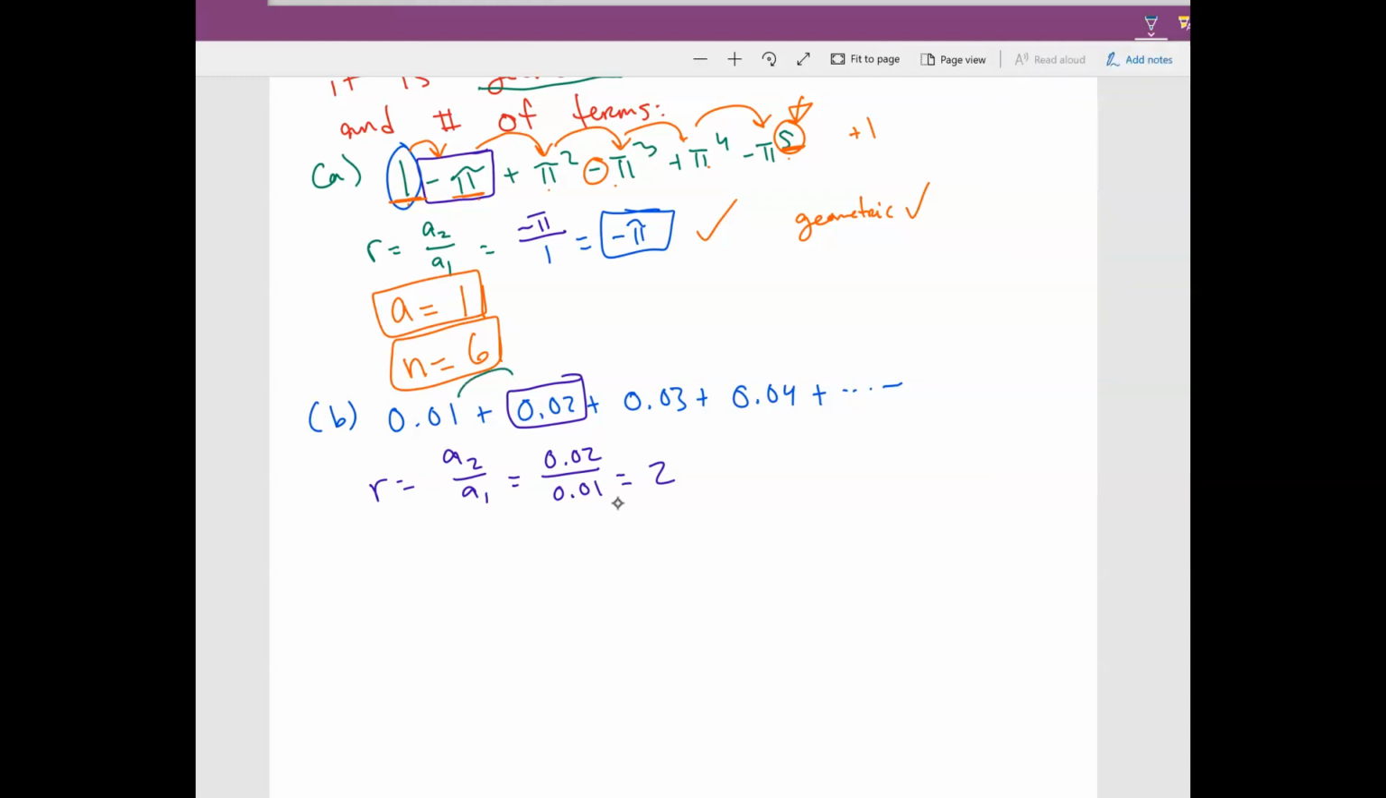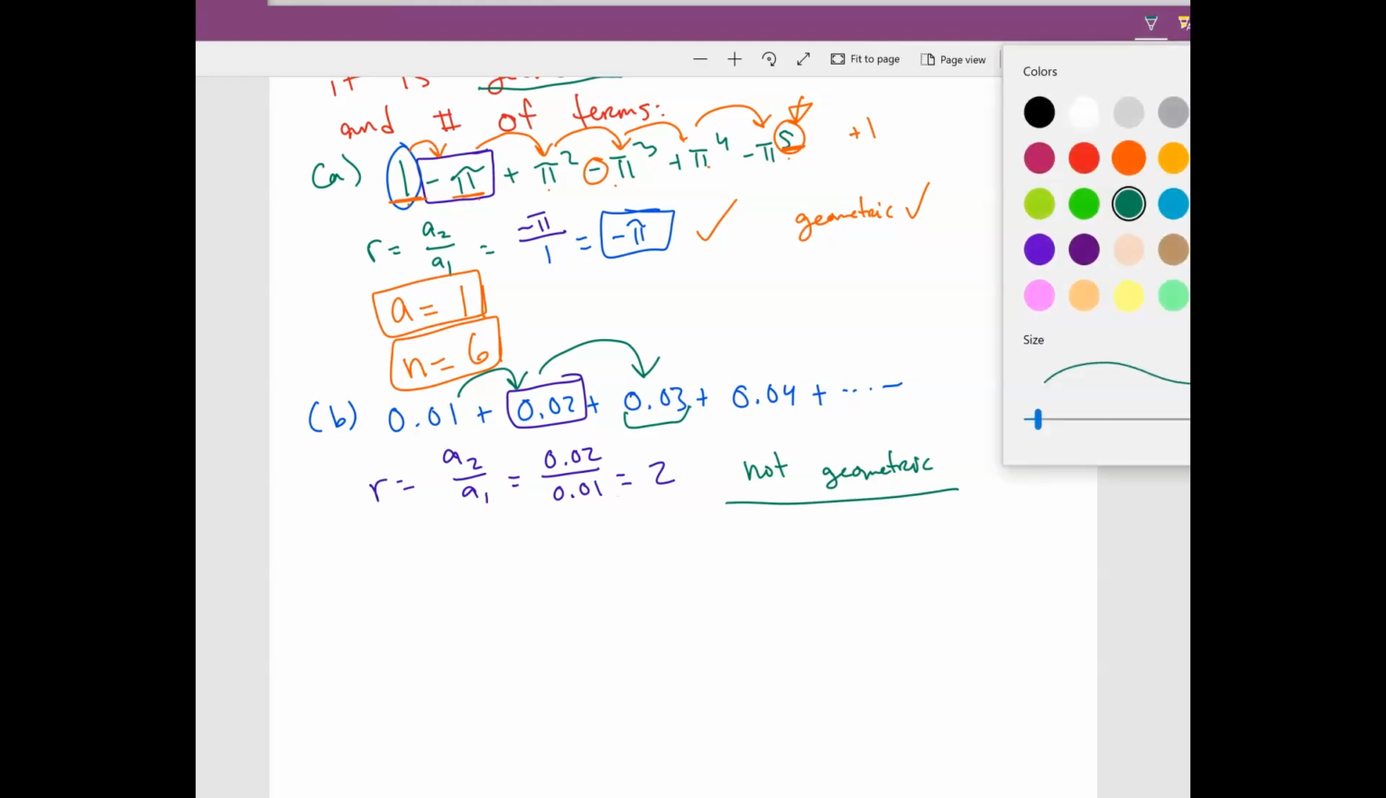If I multiply this by 2, I definitely get 0.02. If I multiply this by 2, I don't get 0.03. So that means this is not geometric. I don't even need to find n and A because this is not geometric, it's something else. Okay, and now let's do one more.